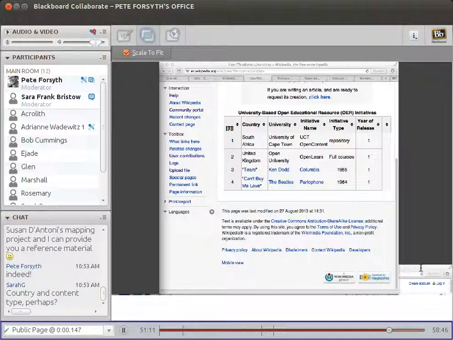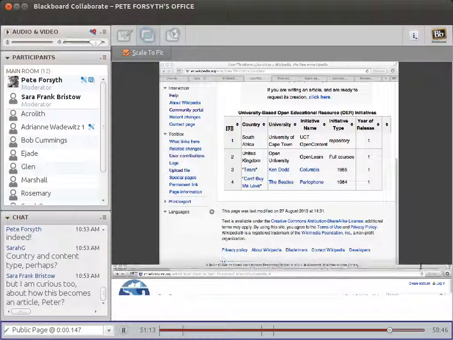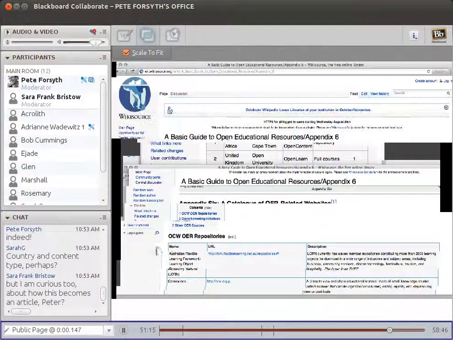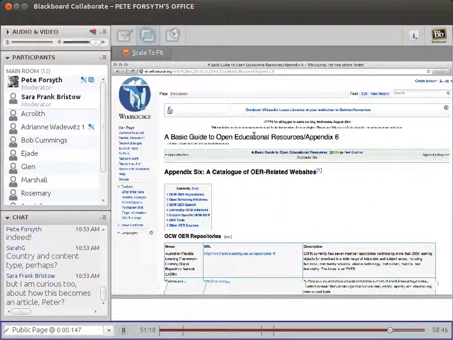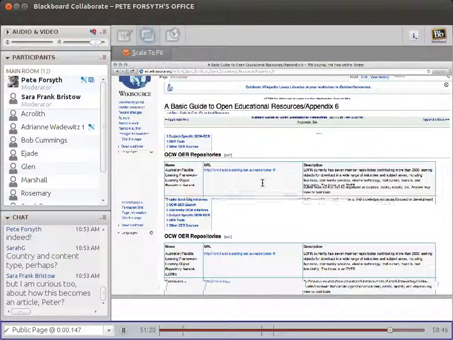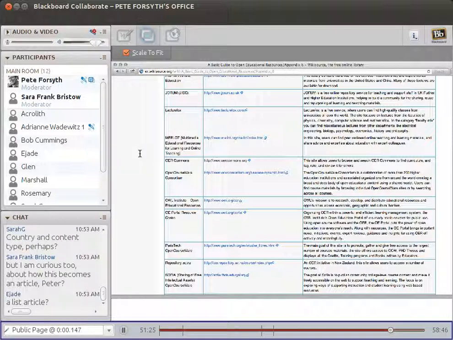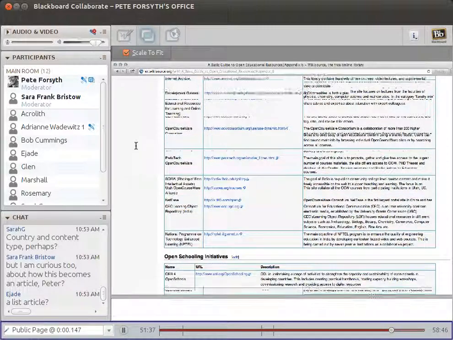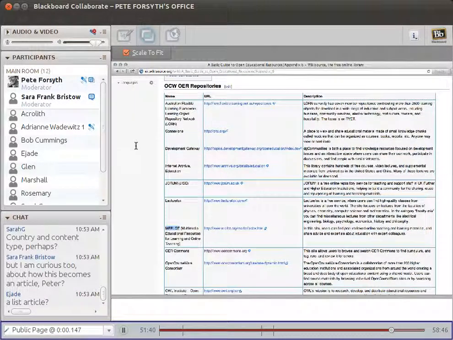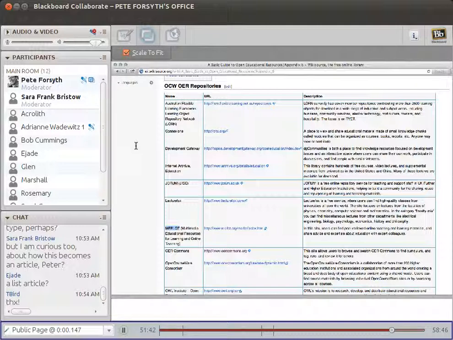Okay. I see Sarah has a good suggestion for you in the chat window. And then also I was pulling up this book, A Basic Guide to Open Educational Resources, which lists a whole lot of websites related to OER, and in many cases those are going to be OER repositories as well. So this might be another source that you could use to build out a list like that. Adrienne, do you have any comments on how you might go about building a list of this nature?